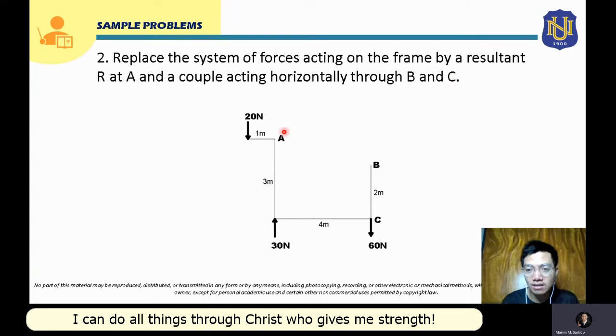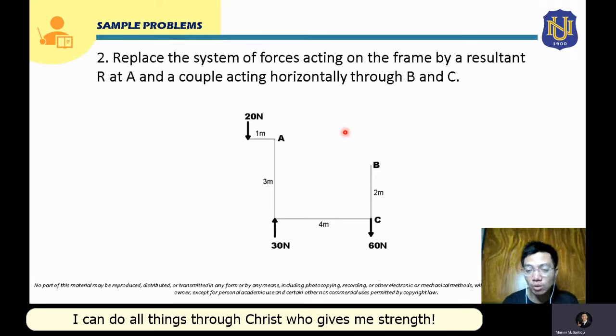Here, our resultant will be at a different position; it will not be at point A. So we have to replace this system with a new system where the resultant is located at point A. Meaning to say, we have to transfer the resultant that we will solve from this system, along with its position. So we will solve that, and we will transfer our resultant R to point A.